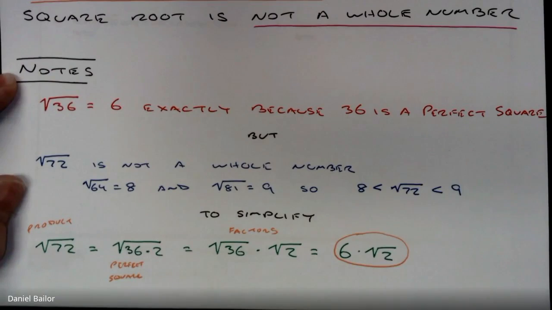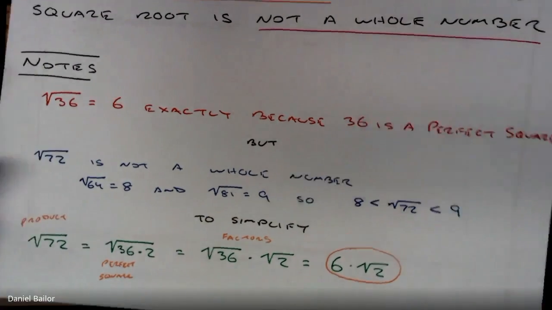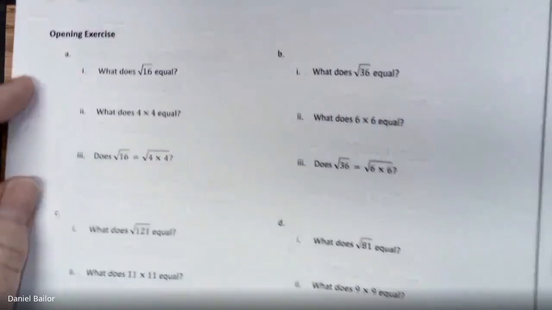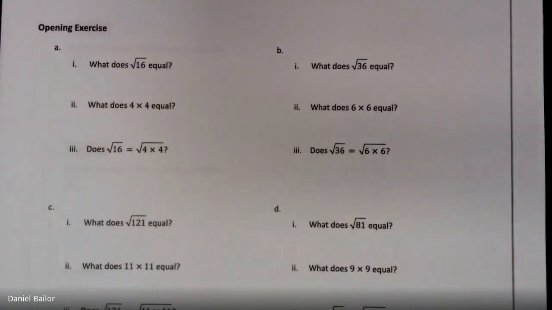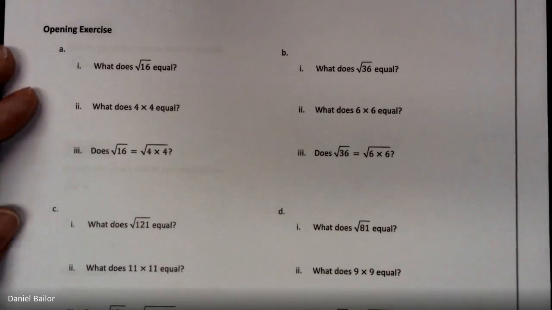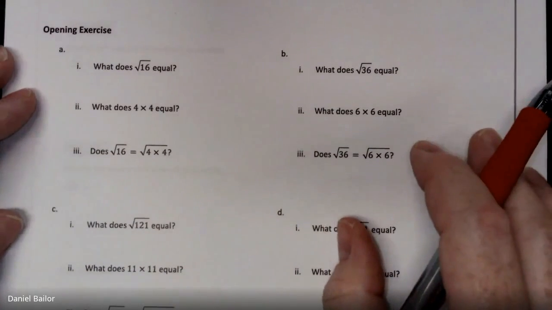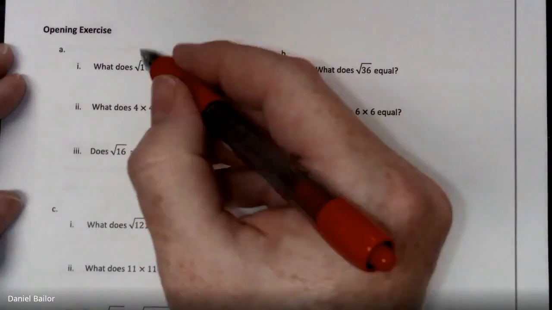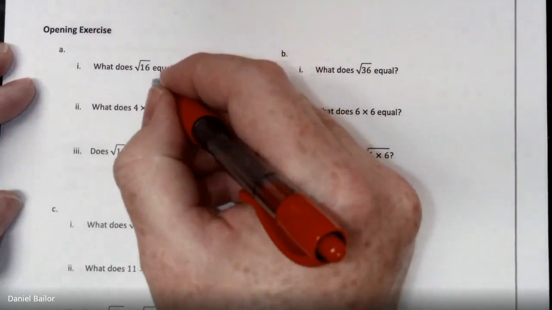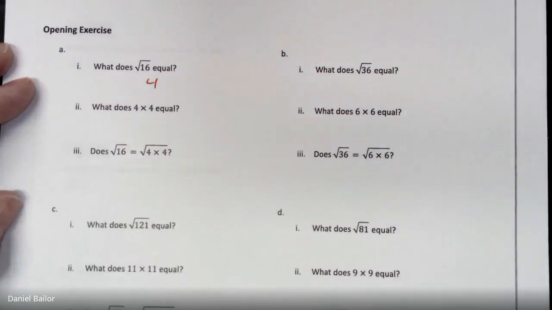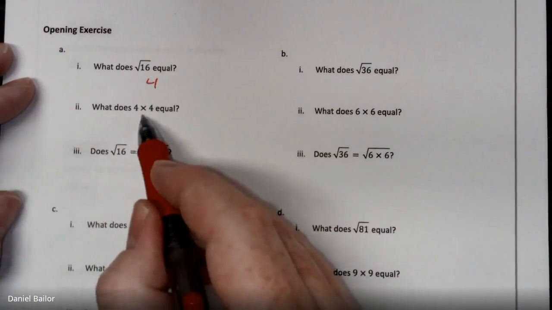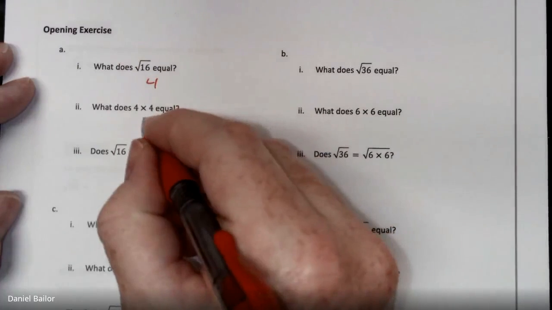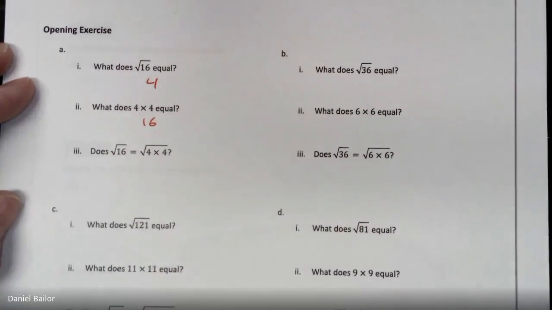We're going to practice this quite a bit. Let's go to page 35 and see what kind of opening exercises they have for us. Here we go. What does the square root of 16 equal? Well, if you have your chart next to you, or if you have it memorized, you know the square root of 16 is 4. What does 4 times 4 equal? Well, 4 times 4 is 16.